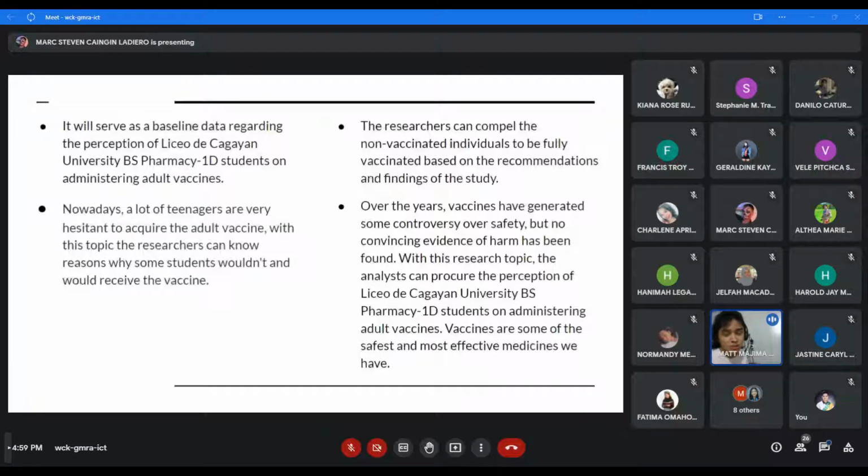vaccines have generated some controversy over safety, but no convincing evidence of harm has been found. With this research topic, the analysts can procure the perception of Liceo de Cagayan University BS Pharmacy 1D students on administering adult vaccines. Vaccines are some of the safest and most effective medicines we have. And for the updates of the government's vaccination program, we now have 24.3 million fully vaccinated Filipinos, and that is only 22.2% of the population as a whole. And that would be all. Thank you.